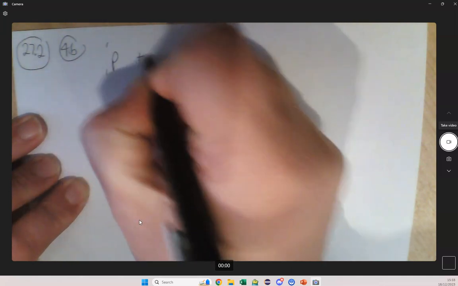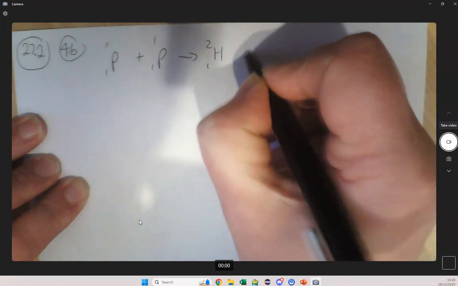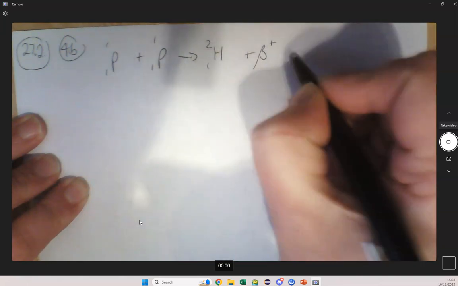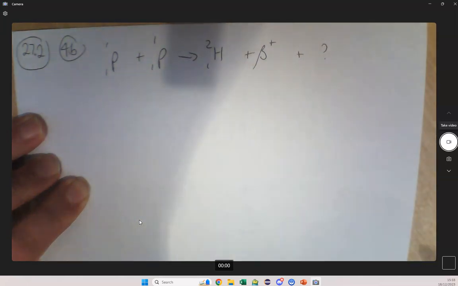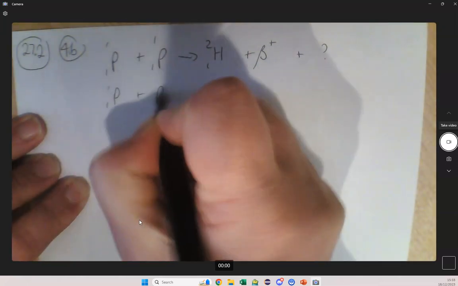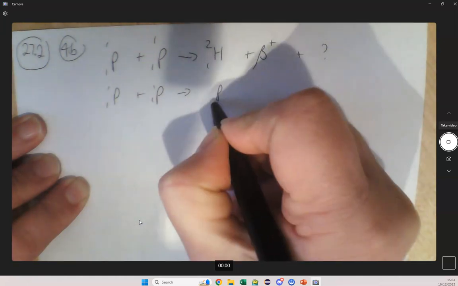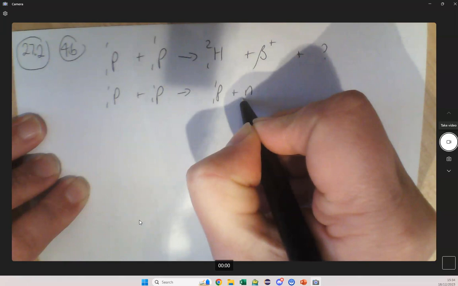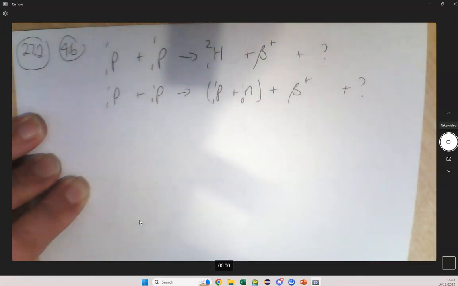So they've given us the starting point, and they've told us, well, I've got a proton plus a proton going to a hydrogen 2 plus a beta plus, and they've told us it's incomplete, they want us to complete it, so plus something else actually going on. So if I write that in terms of what's going on, well, my two protons are going to get converted now. The hydrogen 2, what that's actually going to be is a proton and a neutron plus your beta plus something else.